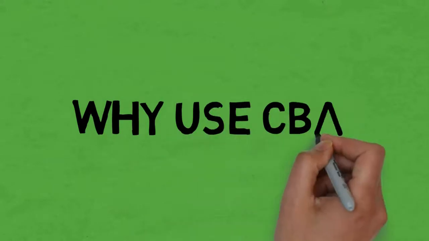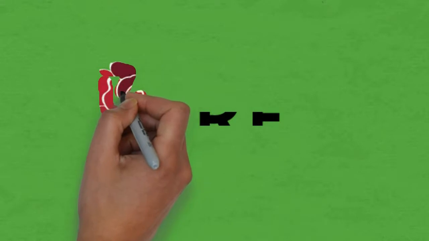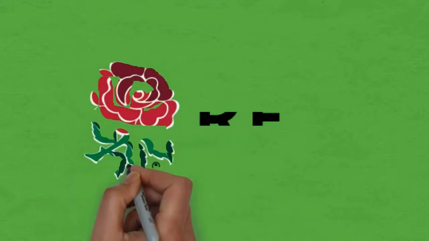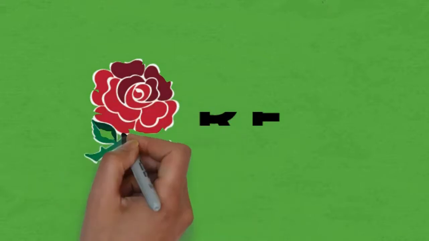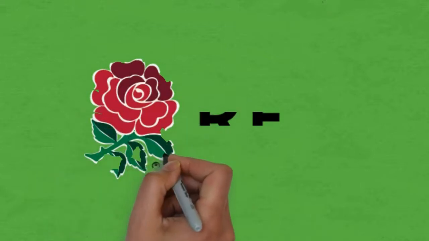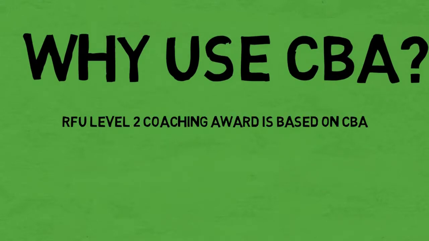So why use CBA? Well, from a coaching development point of view, the RFU have based all their coaching awards from level 2 upwards around the principles and theories of the constraints-based approach, which is fine in theory, but if you're not from a coaching or academic background, it's highly unlikely that you've come across this before. So before you go on to your coaching courses, a firm grasp of the fundamental principles of the constraints-based approach will help you achieve your awards.